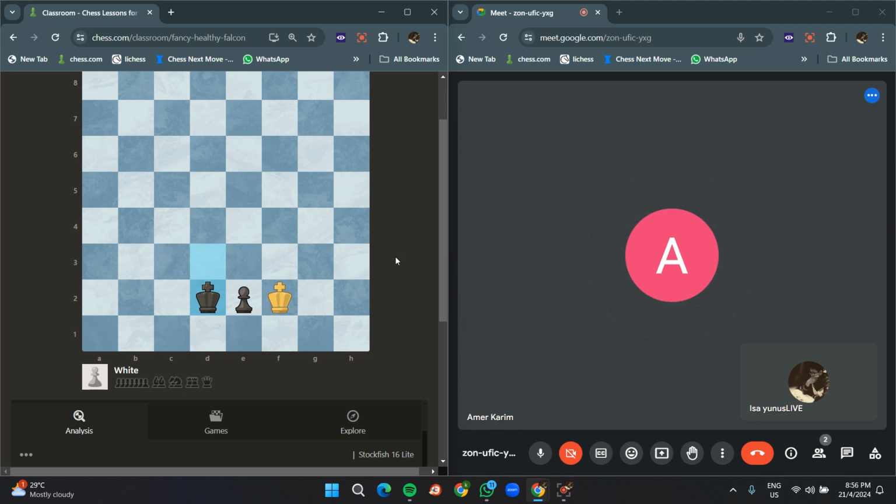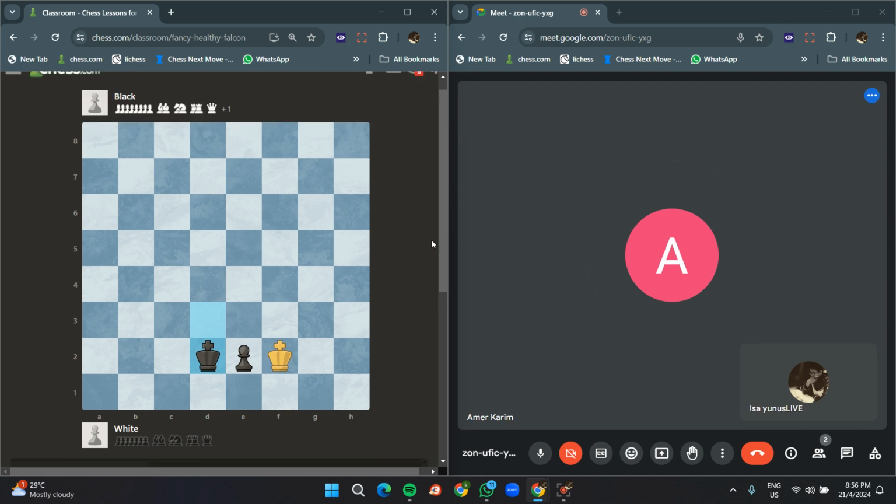Okay, let's have one more problem. Okay, white to move. Yes, white to play and win.